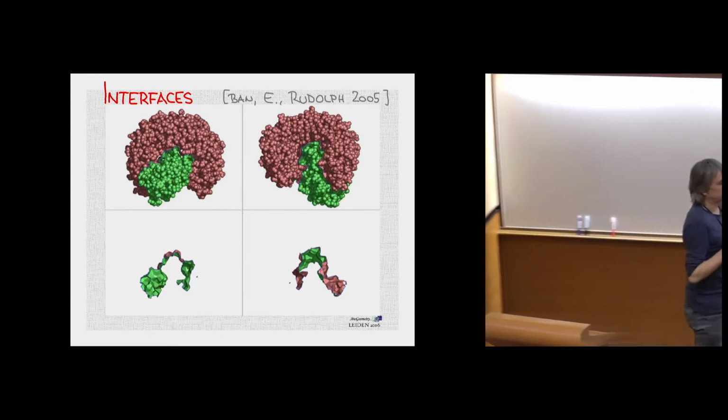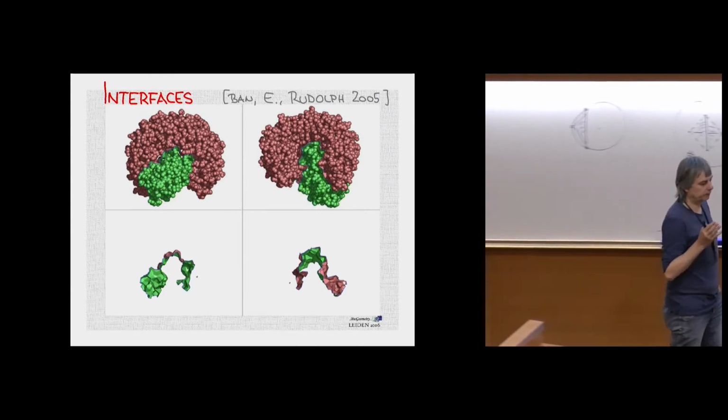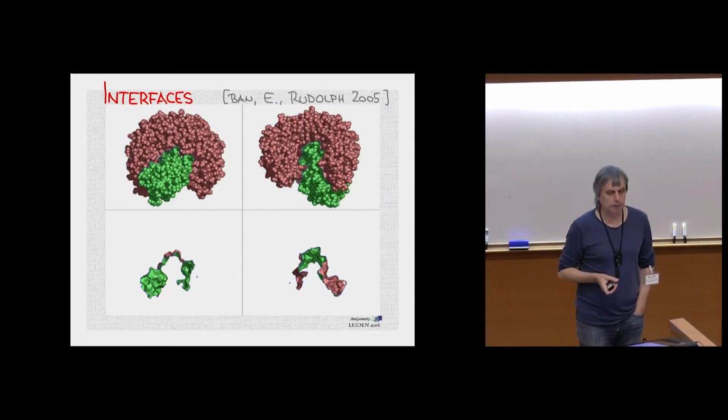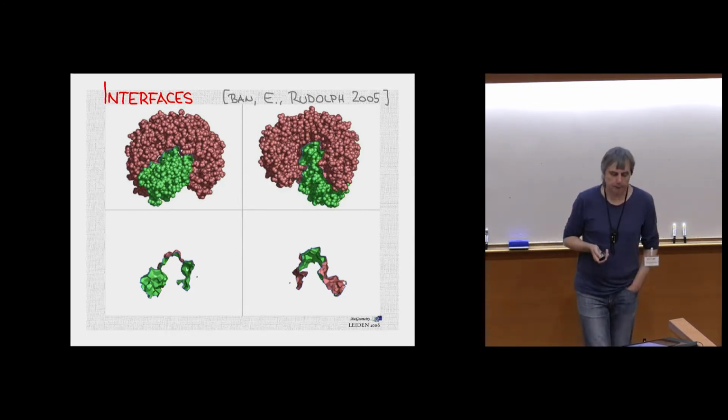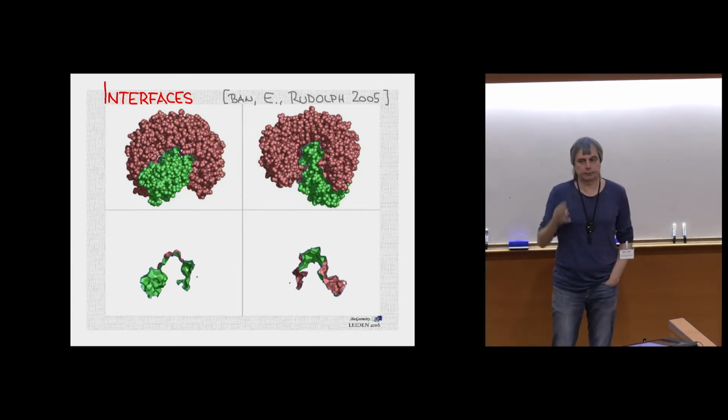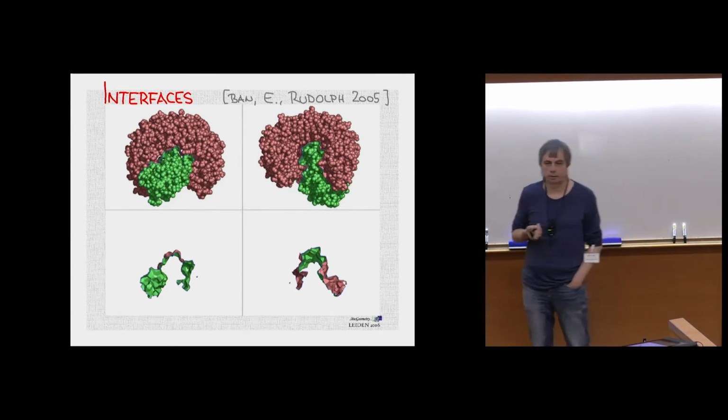Okay, and then to illustrate one application of this idea. In biology, at the time I also worked with Andrew Ban and Johannes Rudolph at Duke University. And we used the idea of wrap in order to describe interface surfaces for protein complexes.